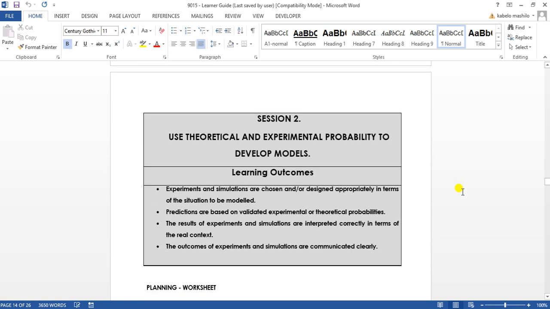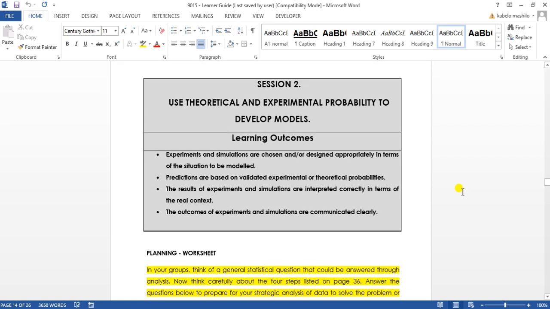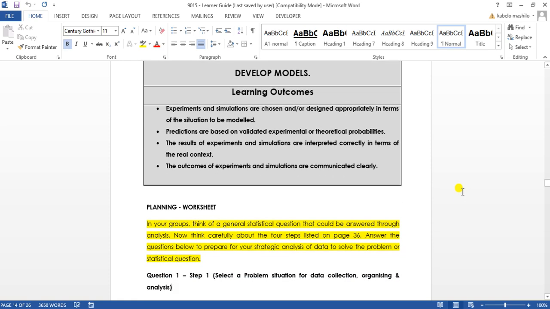Session 2. Use theoretical and experimental probability to develop models. Learning outcomes: the experiments and simulations are chosen and or designed appropriately in terms of the situation to be modeled. Predictions are based on validated experimental or theoretical probabilities. The results of experiments and simulations are interpreted correctly in terms of the real context. The outcomes of experiments and simulations are communicated clearly.